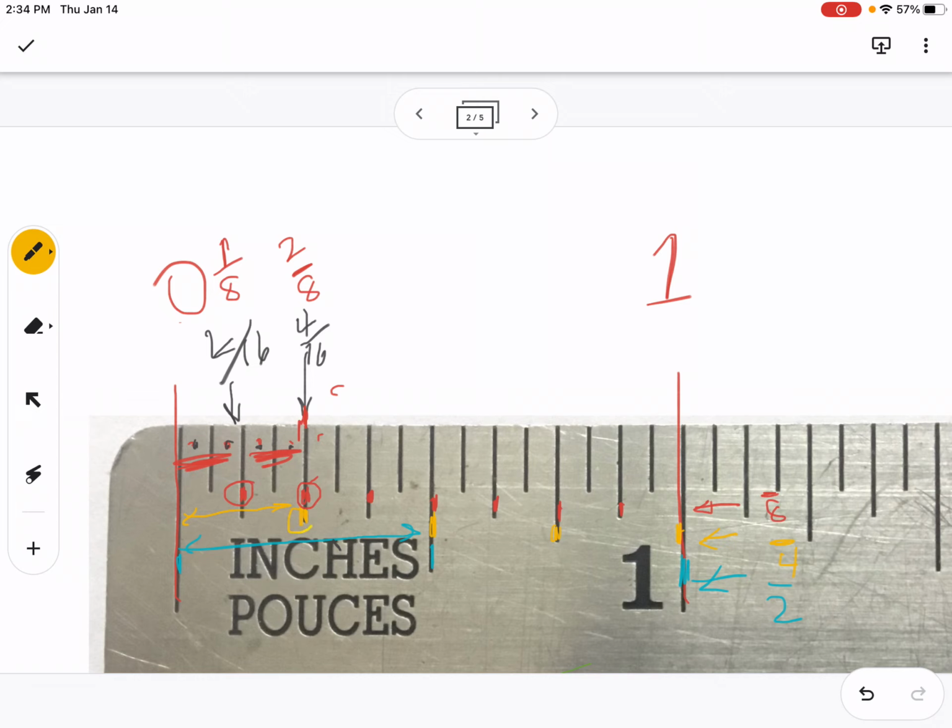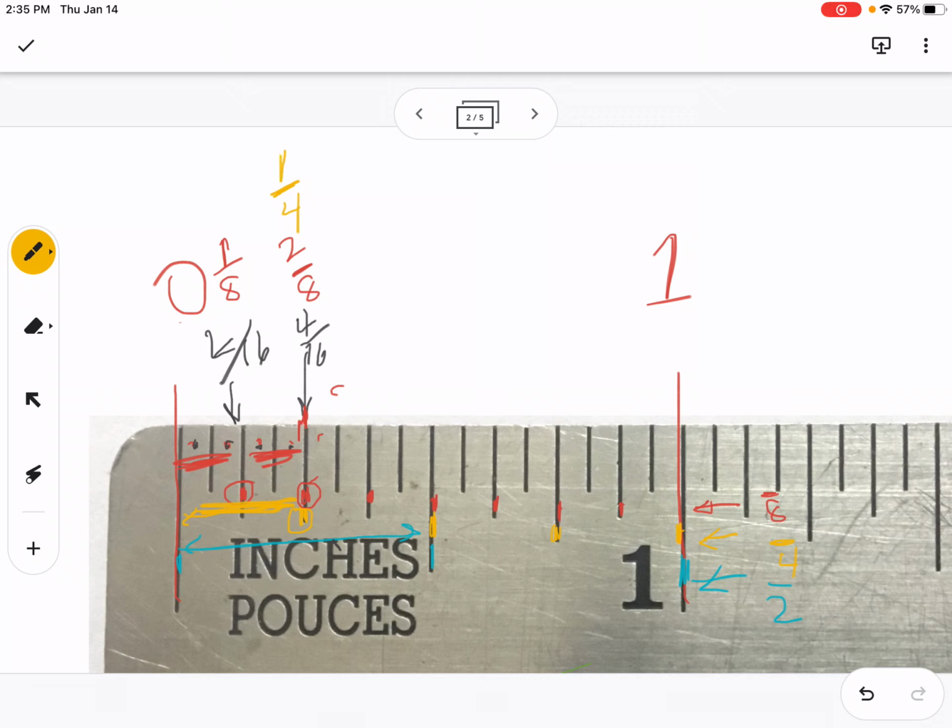But look at this. There's another name. It also matches up with a yellow line. So not only has this got a name using the black lines, which are 16ths, and a name using the red lines, which are eighths, but it's also got a name using the yellow line, which is quarters. How many quarters to get me to here? Well, that's just 1.